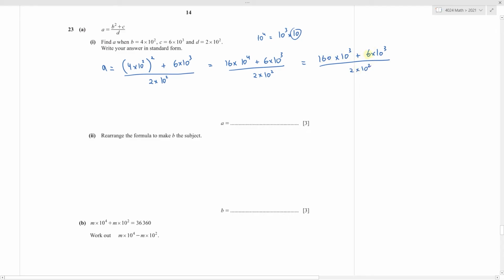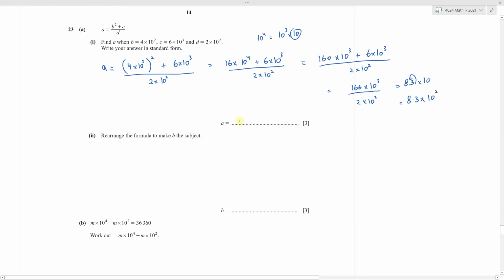Now I can add 160 and 6. I can take 10 power 3 as common. So 160 plus 6 is 166 into 10 power 3 divided by 2 into 10 power 2. So 166 divided by 2 will be 2 times 8 is 16 and then 83. 3 minus 2, since we are dividing, the powers will be subtracted. So 3 minus 2 is 1. So this will be 10 power 1. And since I have to write it in standard form, I'll move this decimal one place to the left. So this will become 8.3 into, I will increase this power by 1.